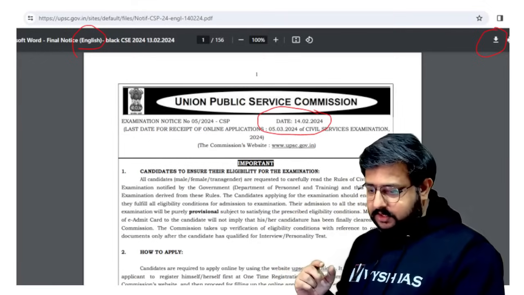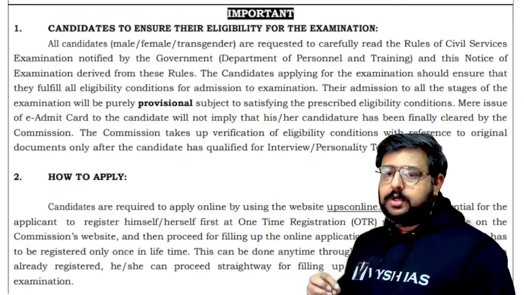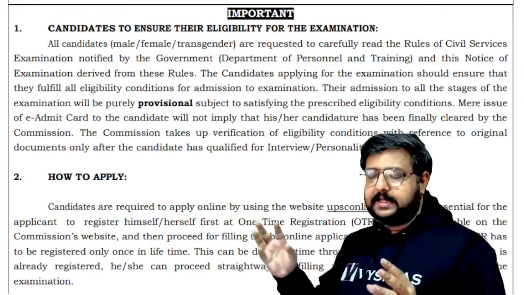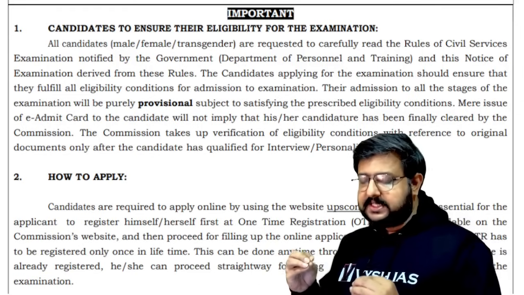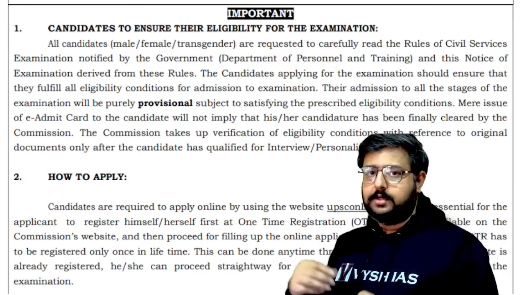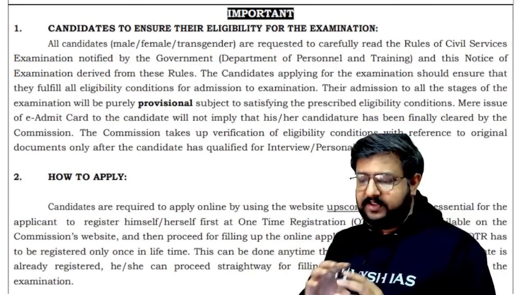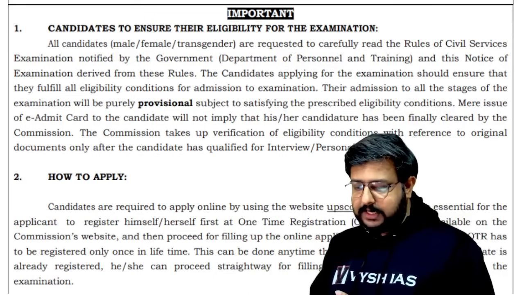Here you can see the date 14/2/2024, the UPSC CSE notification came. In the first few pages, very basic things are written: all candidates are eligible, or that this is just an application and just by applying you will not be considered to have become IAS. Like that, very basic things, and they will also tell about the government language.